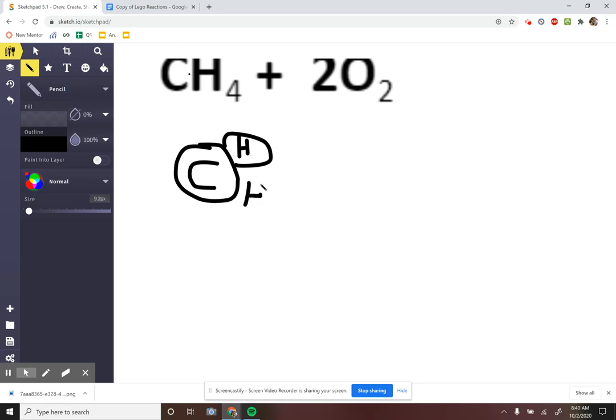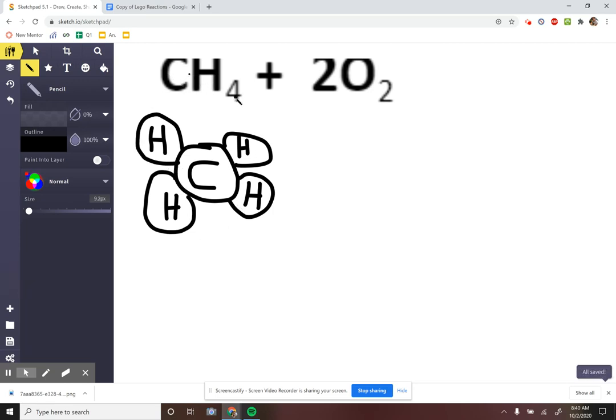My drawings aren't very good because it's a little tricky with the mouse. That's okay. As long as I can tell what atoms I have and which ones are connected together into molecules, that's what I want to see. Okay, there we go. That is my CH4 molecule. And there's only one of them because there's not a number here in front. Okay, so in my reactants, I have a CH4 molecule. That's that natural gas, that methane.